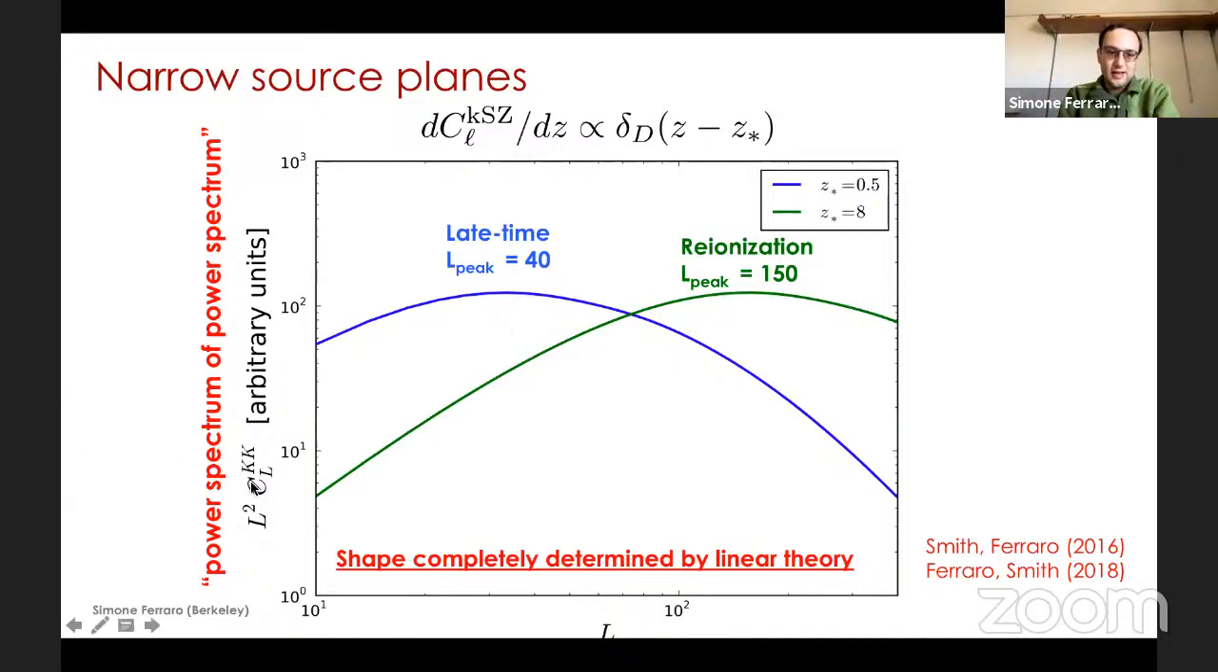So this is C_L^KK, where essentially K is some square of the temperature appropriately filtered. Once you have this quantity, this is something you can measure. In fact, it's rather easy to measure from your CMB maps. Now, if you put a delta function source of KZ at z star, if you put it at reionization like z star of 8, you get this green curve, right, with peaks at L of 150 or so, while the late time KZ peaks at L about 40.